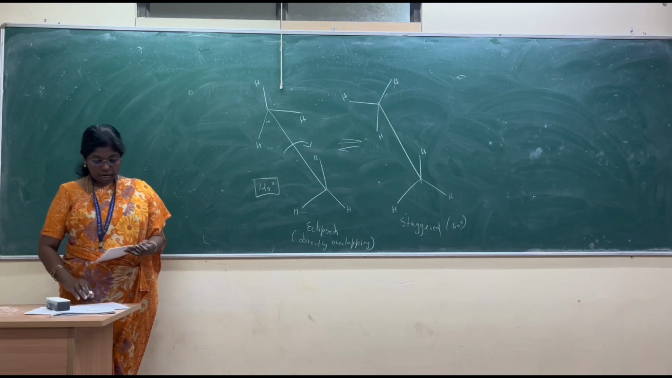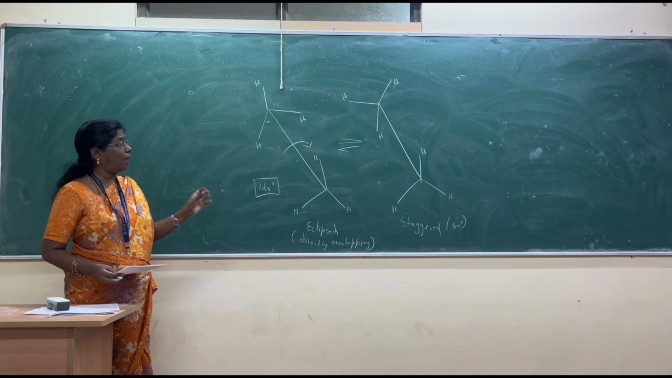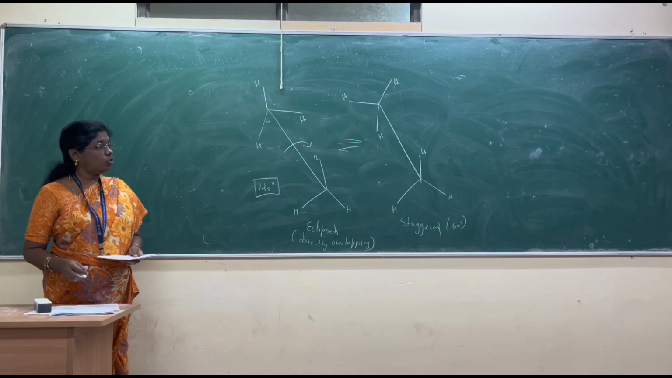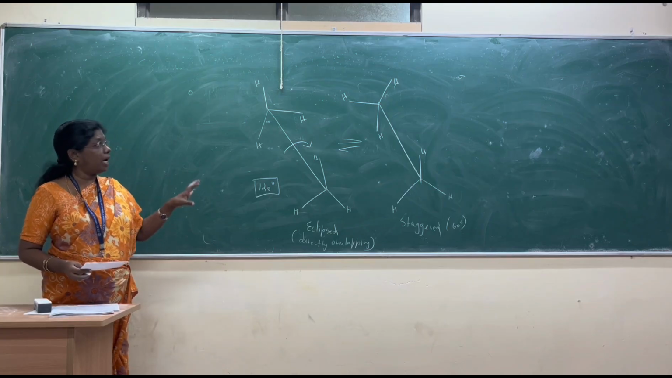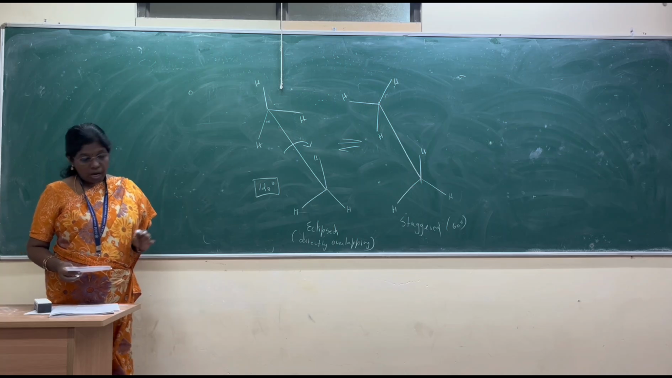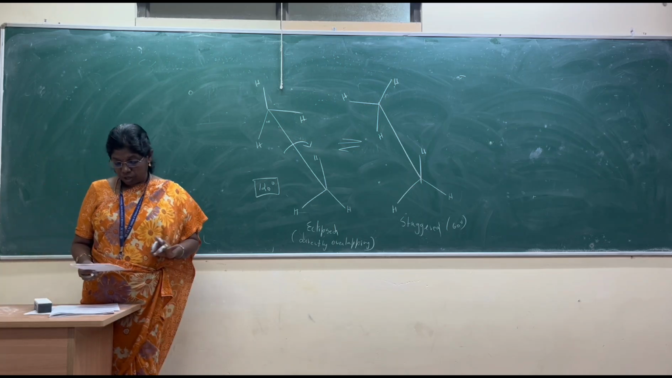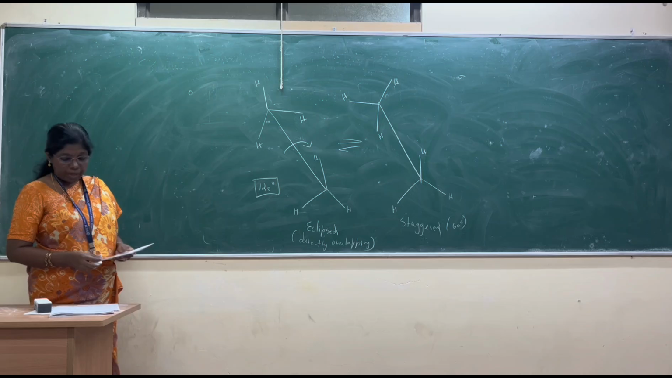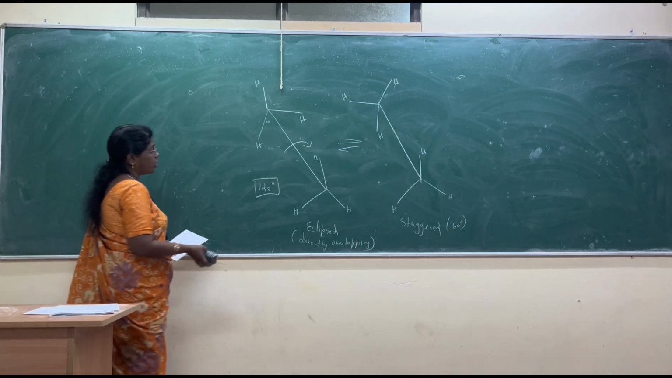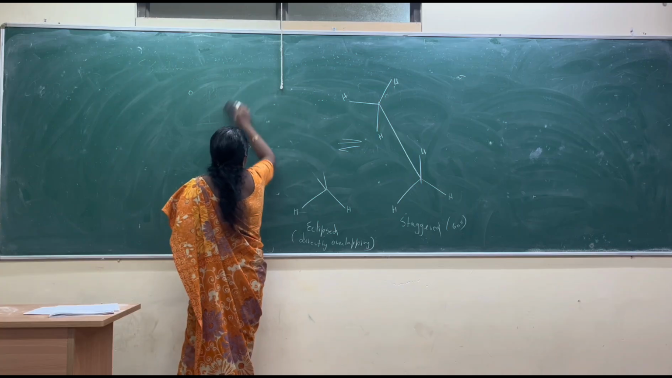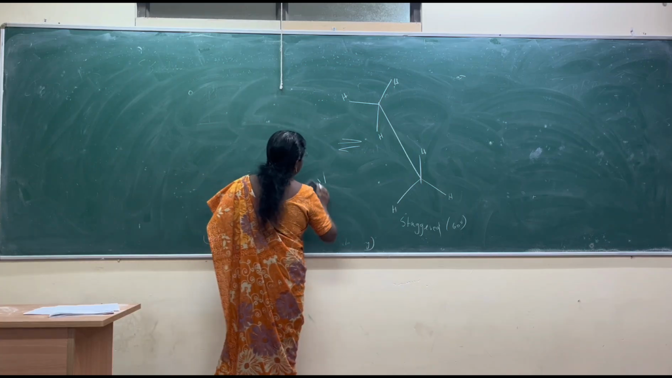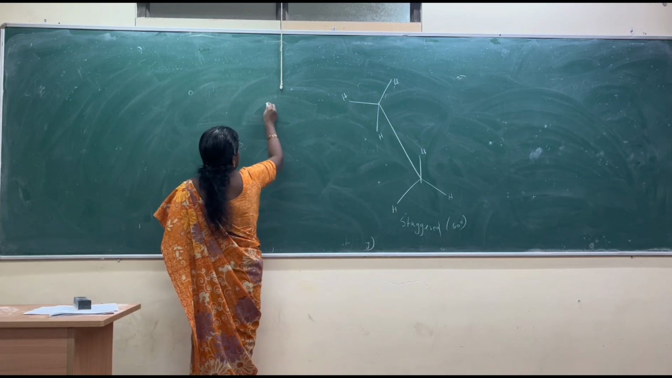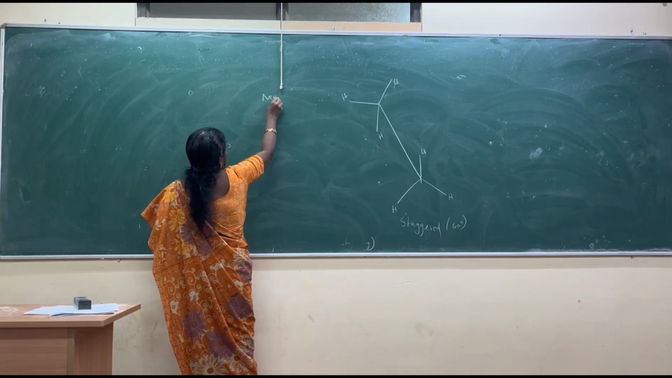So the advantage of the Sawhorse projection is better visualization of the conformation of the molecule. That is the main advantage of the Sawhorse projection. And it clearly depicts the three-dimensional geometry and the interaction between the groups of adjacent carbon atoms. So staggered and eclipsed projections are called Sawhorse. And the third one is the Newman projection.